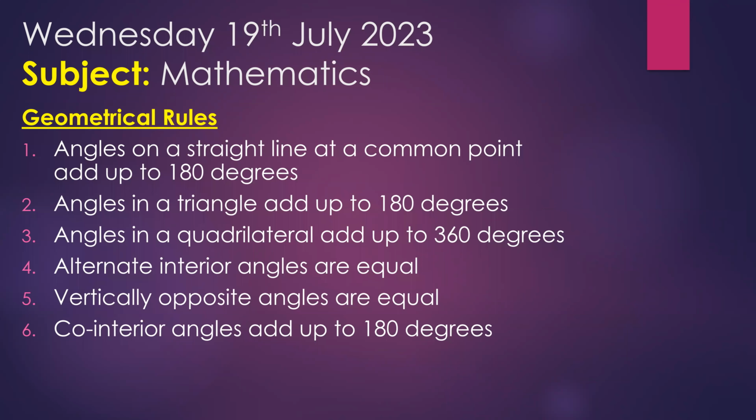Angles on a straight line at a common point add up to 180 degrees. Angles in a triangle add up to 180 degrees. Angles in a quadrilateral add up to 360 degrees. Alternate interior angles are equal. Vertically opposite angles are equal. Co-interior angles add up to 180 degrees. Very good.